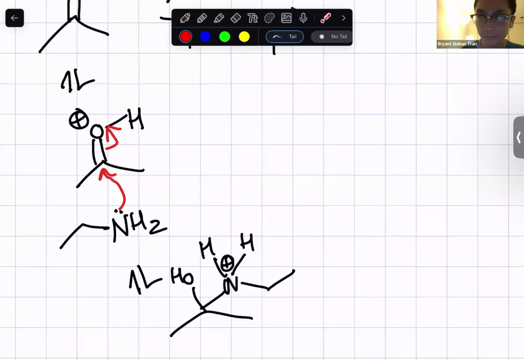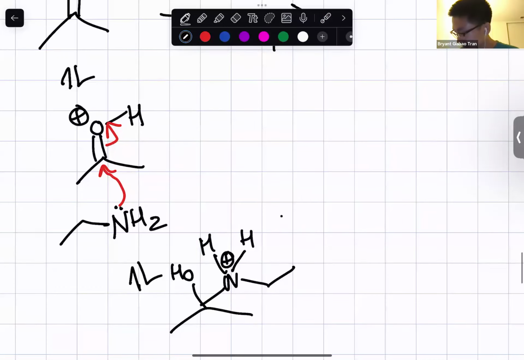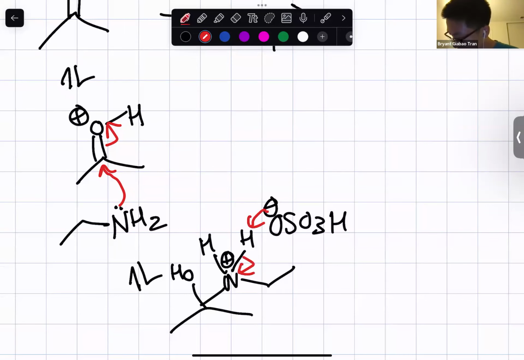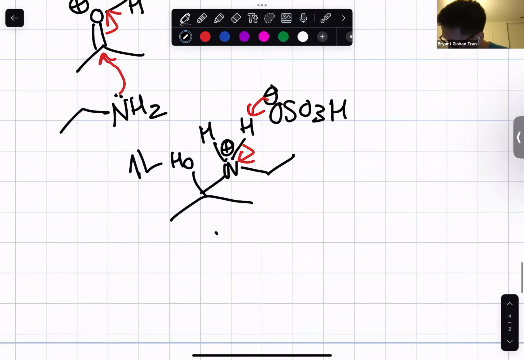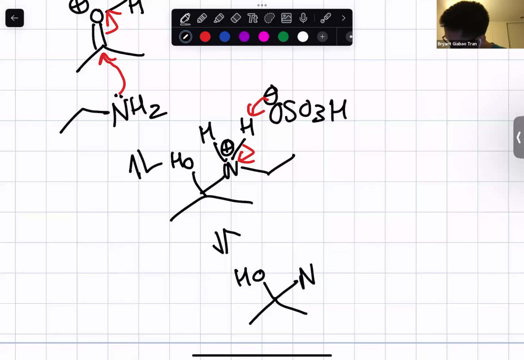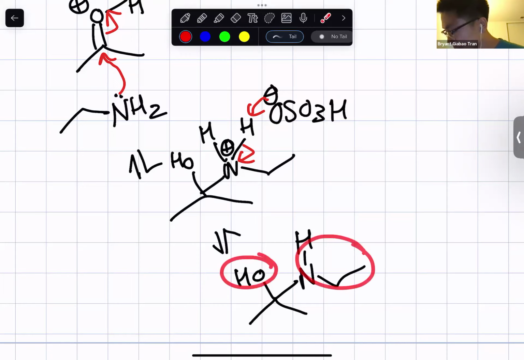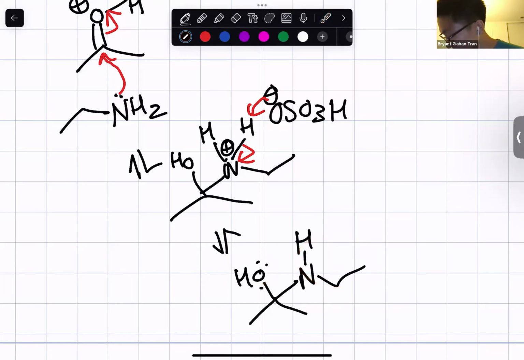Deprotonate the group you want to stay, protonate the group you want to leave. We want this group to stay, so we gotta deprotonate that group using the conjugate base and make it neutral, a bad leaving group. Now, once we create that bad leaving group, we want this OH group to leave. So to make that into a good leaving group, we gotta protonate it using the strong acid.